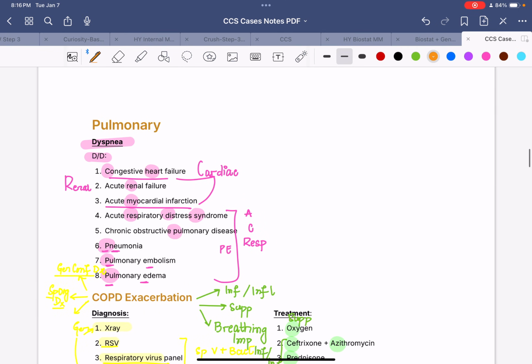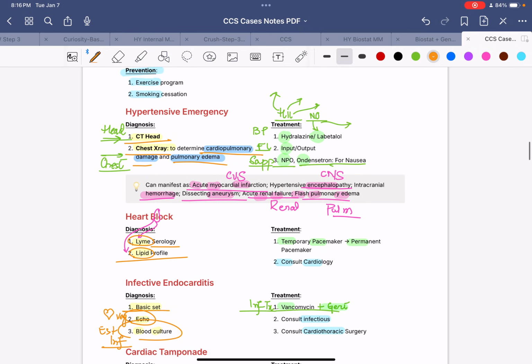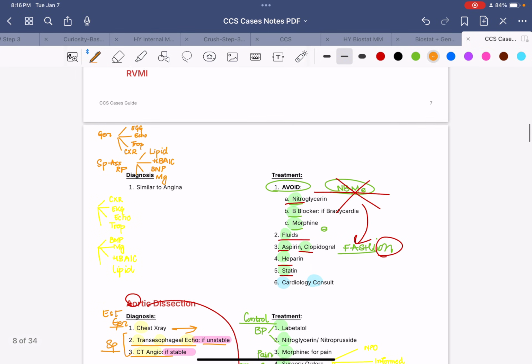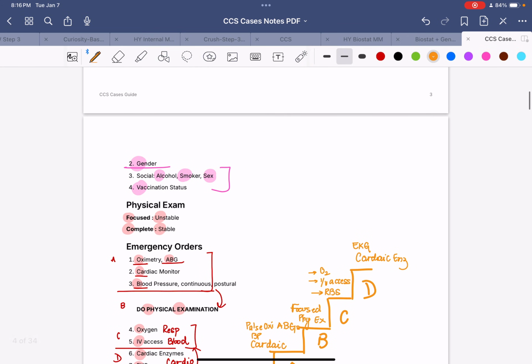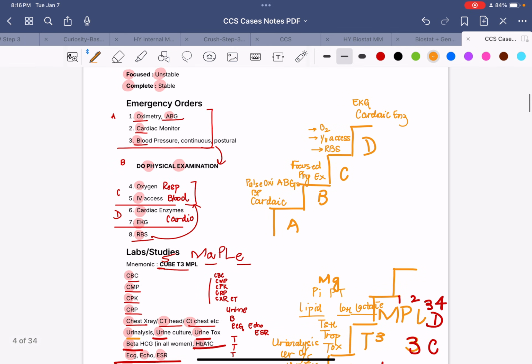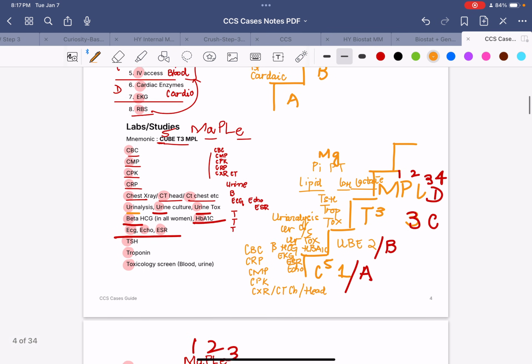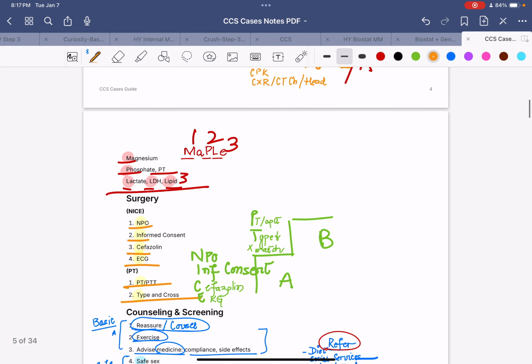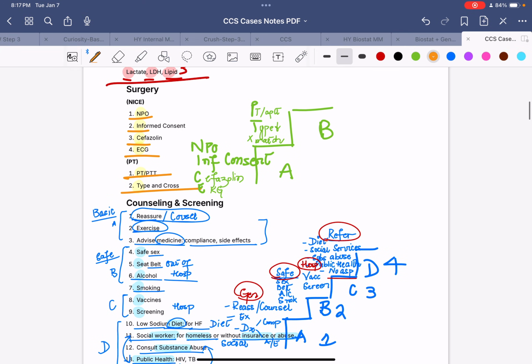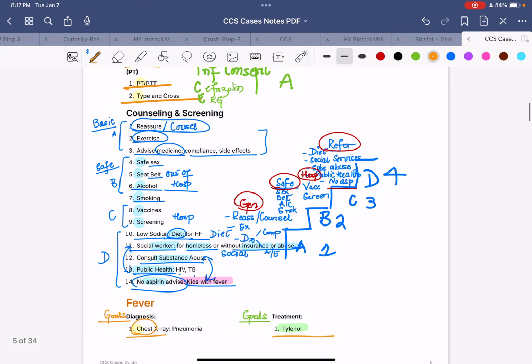And that concludes part 1 of our CCS cases review. This was a comprehensive review of all the general things that we need to do for the CCS cases, the things that we need to take into account in the case, and what physical exam we need to do if the patient is unstable or stable. Then we went through the A, B, C, D of the emergency orders, and then the general lab studies we memorized with A, B, C, D, with C5, UB, and then G3 and MAPLE, MV, P2, and L3, and then we went through the surgery steps, which was A and B, NICE, PT. Then we did the counseling and screening. So these are all the general things.